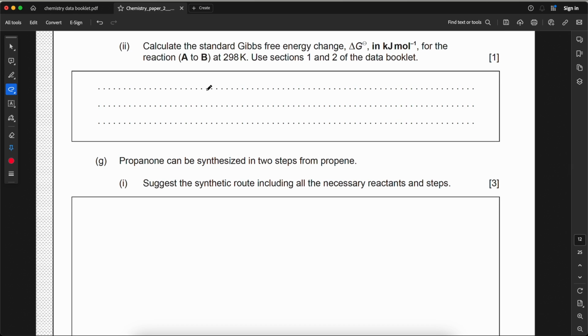Calculate the standard Gibbs free energy change in kilojoules per mole for the reaction A to B at 298 Kelvin. To calculate delta G, it's negative RT ln K. It should be in kilojoules, so let's just convert R 8.31 joule to 0.00831 kilojoule per mole K, times 298, times ln of 1 times 10 to the power 8. You will get negative 46 kilojoules per mole.